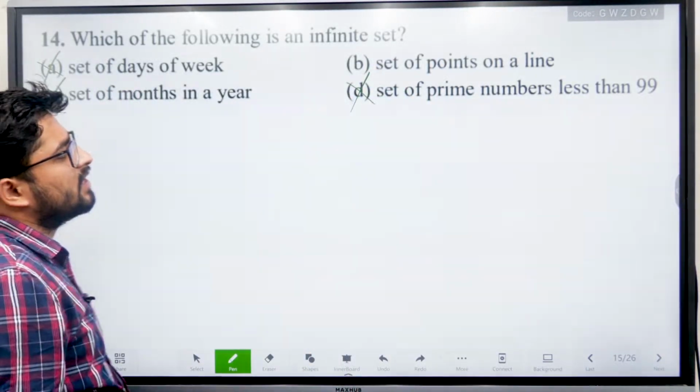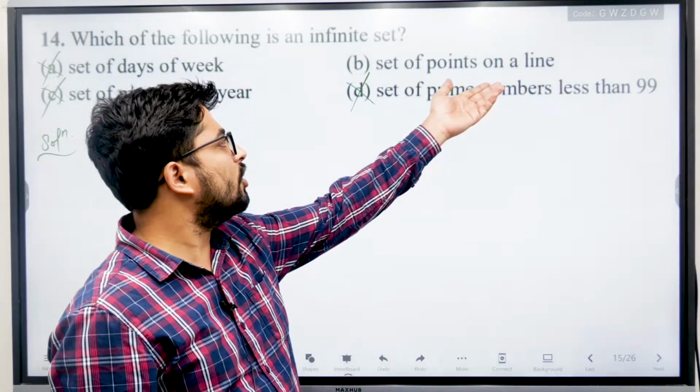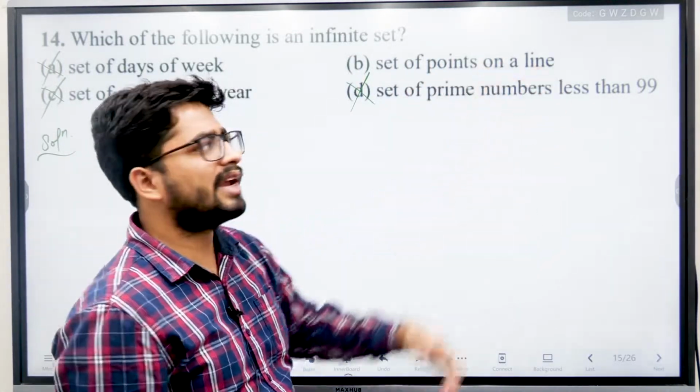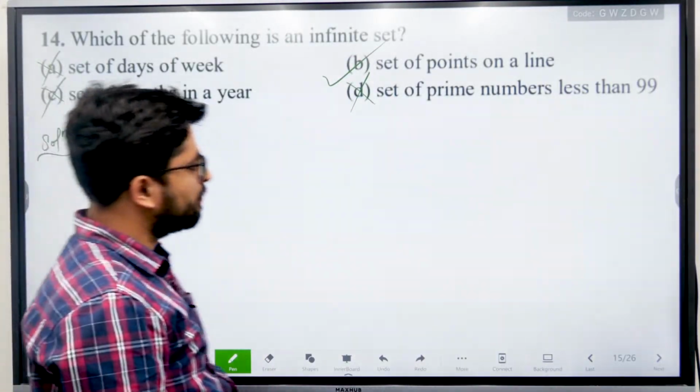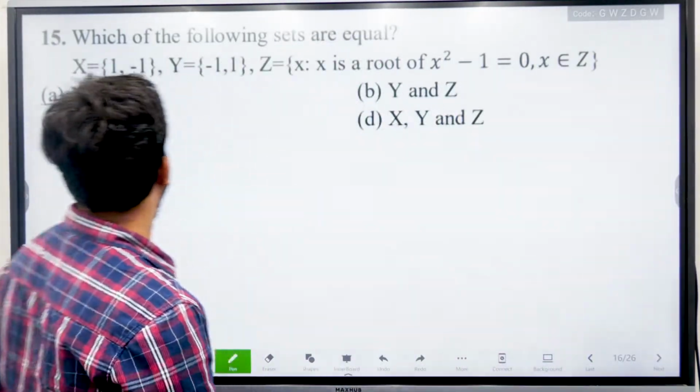So we have to find infinite. Set of points on a line. We already observed that the set of points on a line is an infinite set. So B is the correct one. Got it? Now let's do the next one.